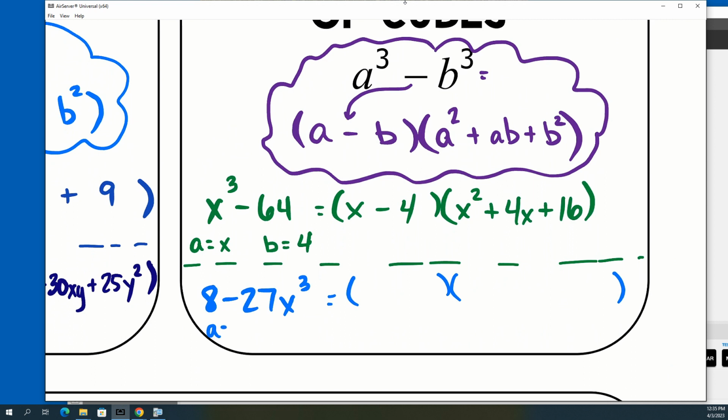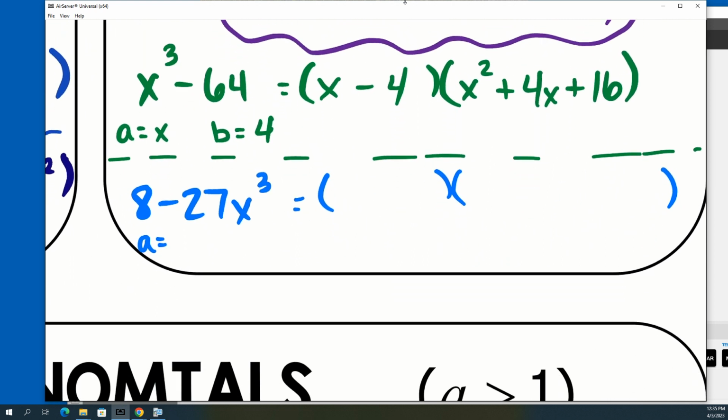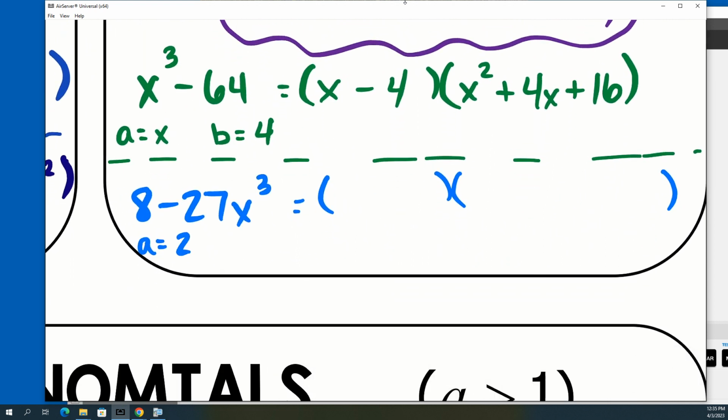And so A is going to be the cube root of 8, which is just 2. And then B is the cube root of 27x cubed, which is 3x. All right, so let's just bring those over.